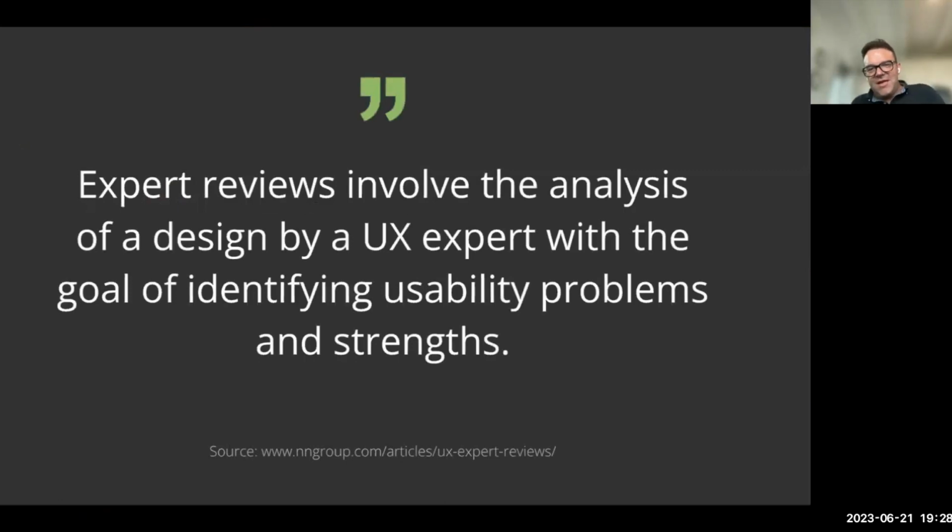You do expert reviews. I'm not sure how familiar you are, but when I started, that was a big thing. Also a statement from the Nielsen Norman Group. Expert reviews involved analysis of the design by UX experts. So the UX expert puts themselves into the shoes of the users and tries to identify usability problems and strengths. So this is an expert review regarding a usability test. For an interview that's probably a bit more difficult or cannot be done, but that's specifically a method for usability testing.